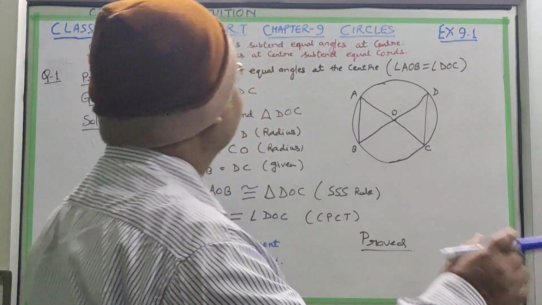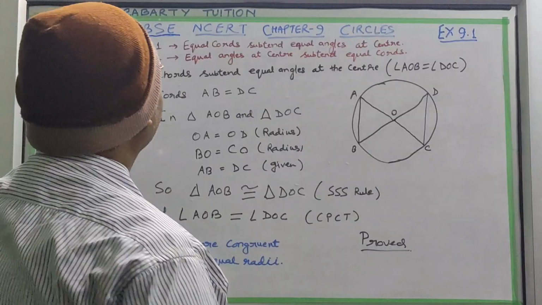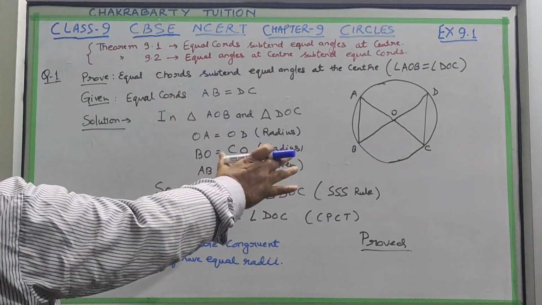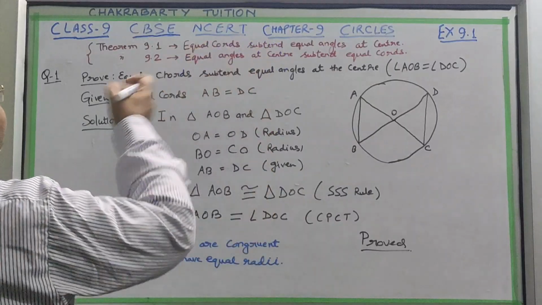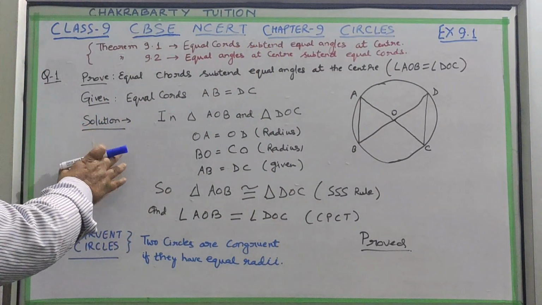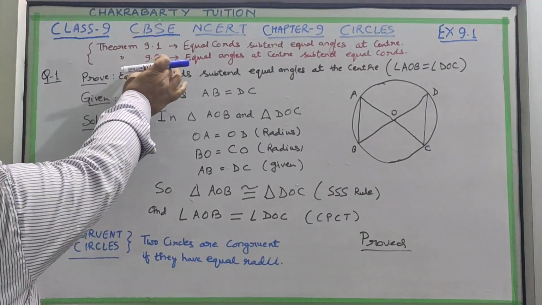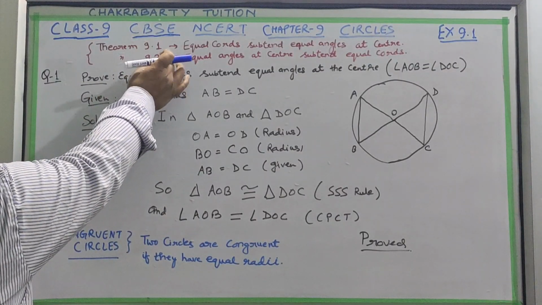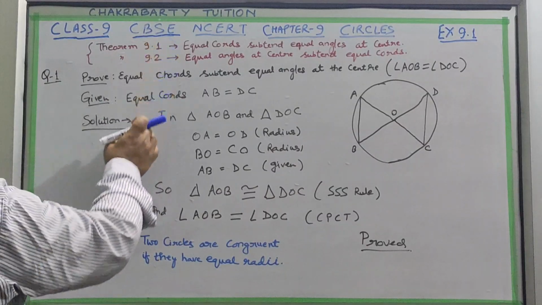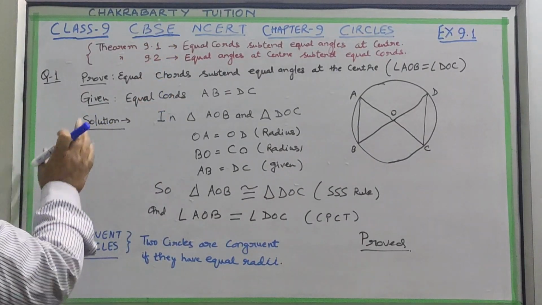Hello, today we will start with exercise 9.1, chapter 9.1 on circles. This chapter is based on circles. So from question number 1 we are starting, but before that we will explain two theorems, 9.1 and 9.2. Based on this you have question number 1 and question number 2.